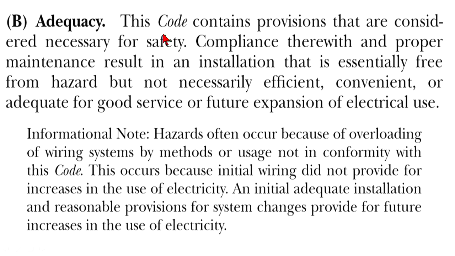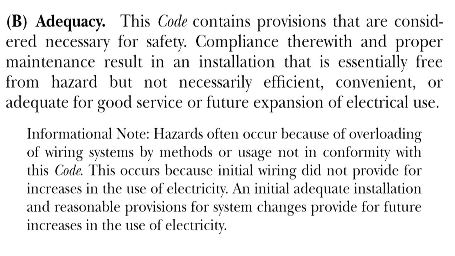So we're talking about the code contains provisions that are considered necessary for safety. So that's what the rule is telling us. Compliance with it and proper maintenance results in an installation that is essentially free from hazard, but not necessarily efficient, convenient, or adequate for good service or future expansion of electric use. So that's what the rule is about. They're saying the code is for safety.